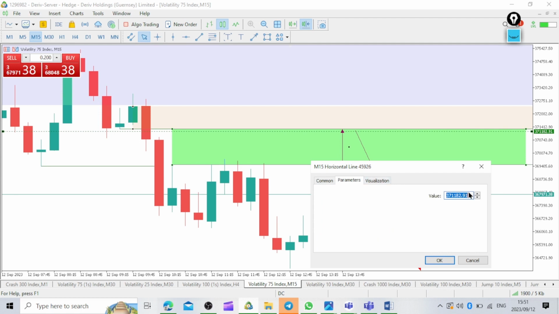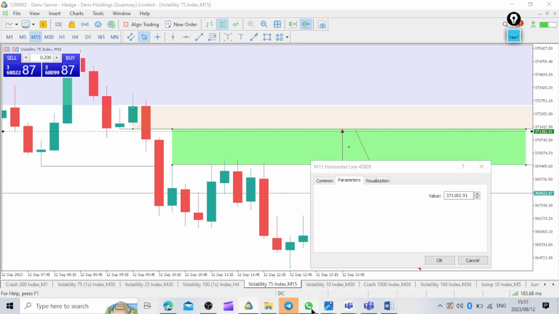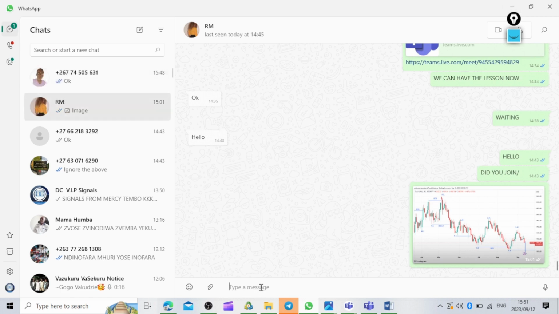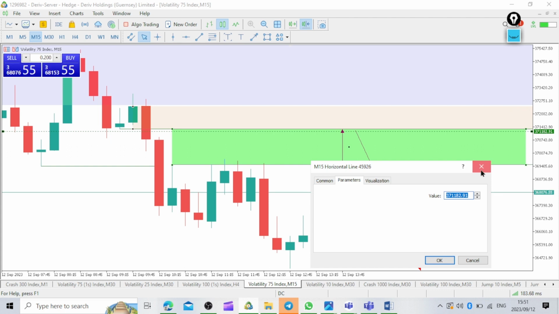So our price is going to be this one. Let me send it to you on WhatsApp. So let me just sell entry. Sell entry. And maybe our analysis on VIX 100 made you money.